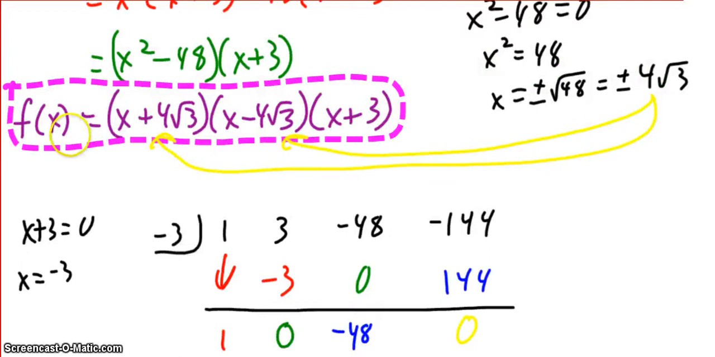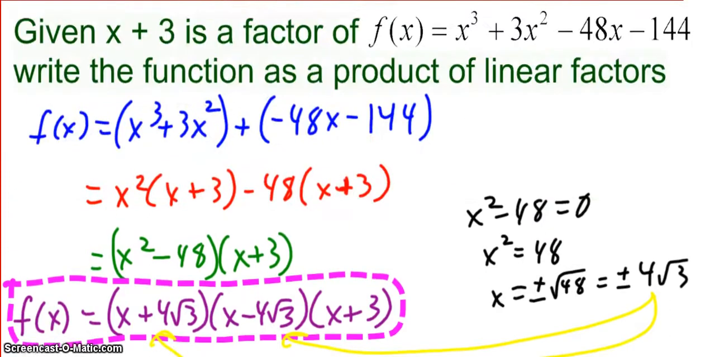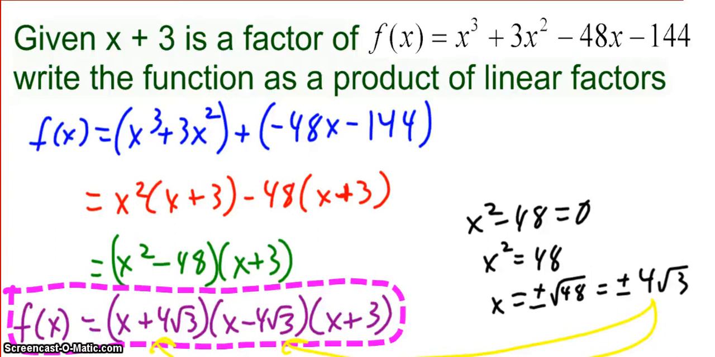Alright, so I should end up with f of x equals x plus 4 root 3 times x minus 4 root 3 times x plus 3. And I did this in two different ways. So it was up to you on which one you chose to do. First method I chose was just factoring by grouping. I noticed that 48 is a factor of 144, and if I factor out 48 from 144, I get 3. So I can see that this factors by grouping.